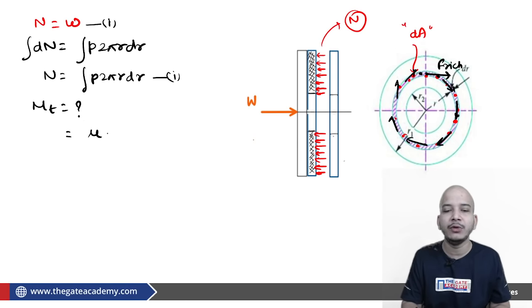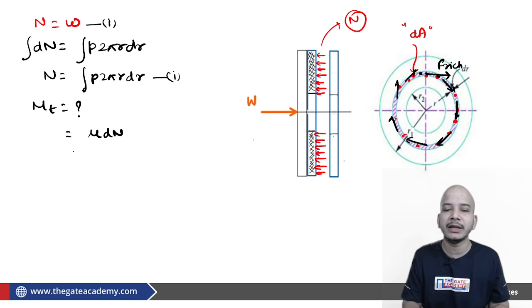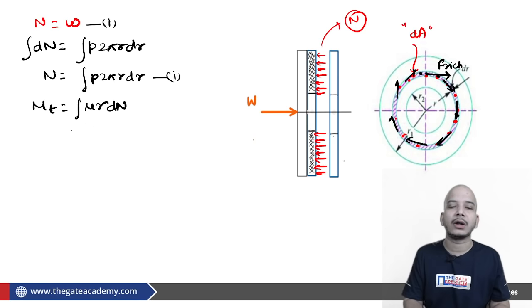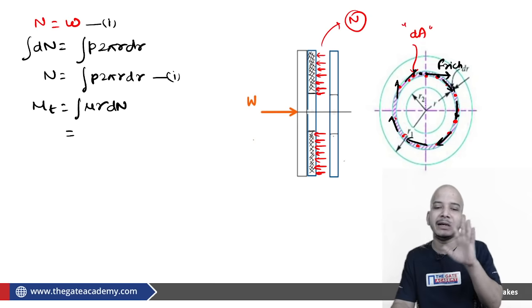Now if I ask what is the magnitude of this friction, you will say that it is equal to mu times dN over here. And what will be the torque corresponding to this friction? It will be equal to mu into r into dN. So dMT is equal to mu into r into dN. This is your torque because of this friction on this elemental area.